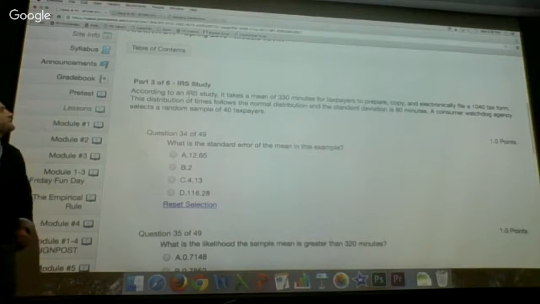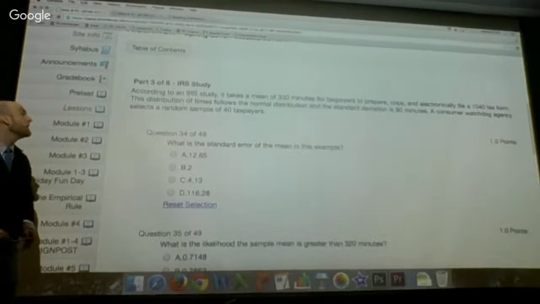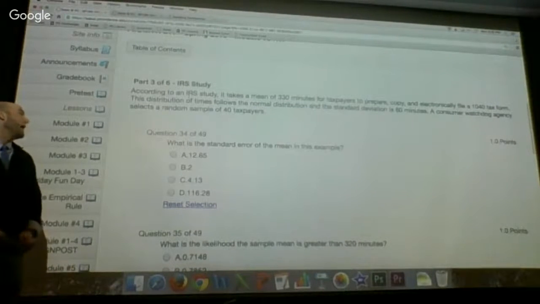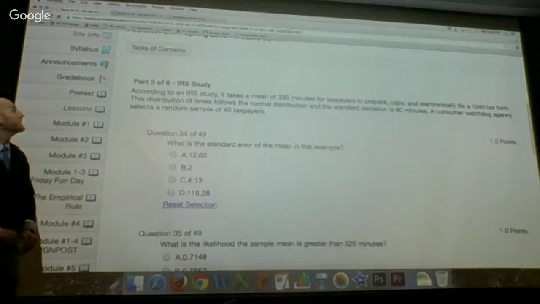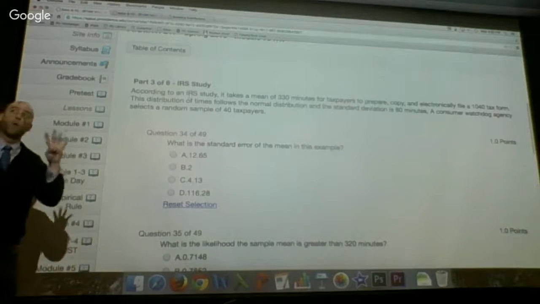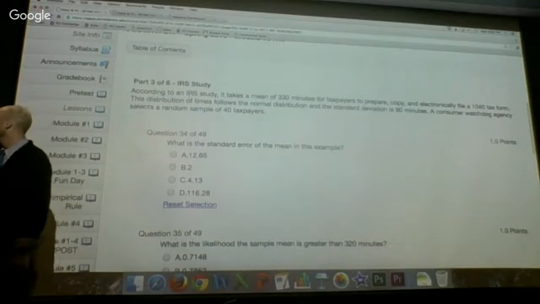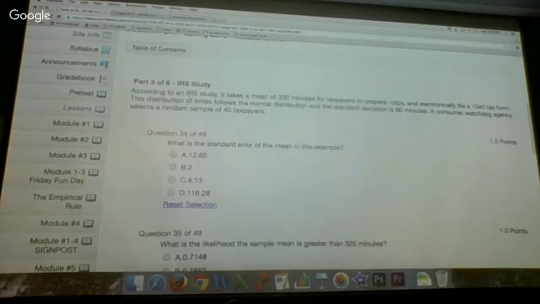The distribution of times follows the normal distribution with a standard deviation of 80 minutes. A consumer watchdog agency selects a random sample of 40 taxpayers. So we're really given 4 bits of information here. The 4 bits of information are what? Maybe it's 330. Standard deviation is 80. And the sample size is 40. You know what the 4th piece is? But it's normal.